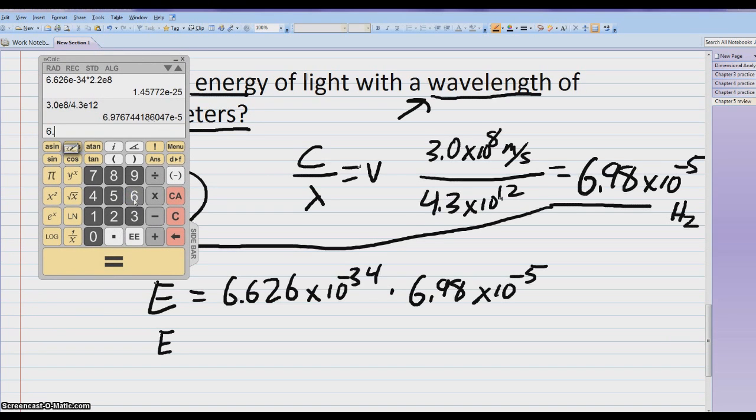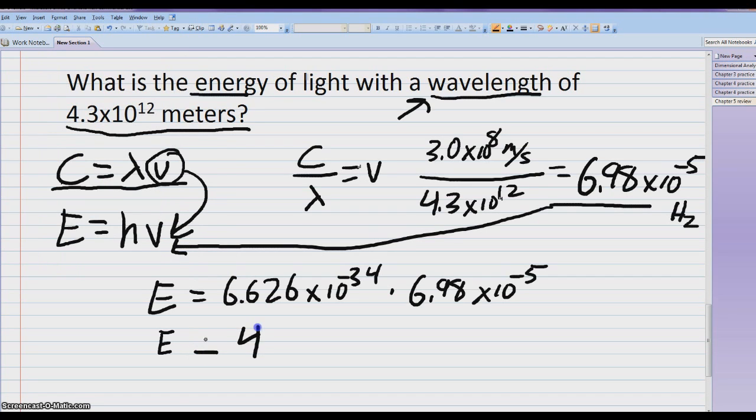Alright, so 6.626 times 10 to the negative 34th, times 6.98 times 10 to the negative fifth. That equals 4.62 times 10 to the negative 38th, and this would be joules. Okay, our unit here is joules.